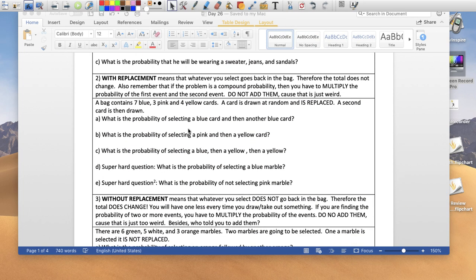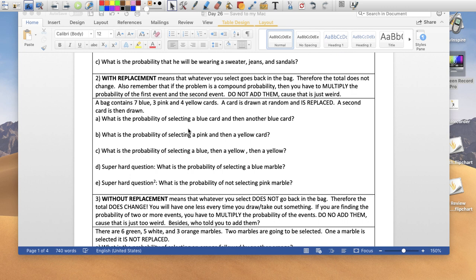Moving on to risk replacement. Just remember, replacement means that whatever you select goes back in the bag. So if you have a bag full of marbles or cards or whatever it is, you take a look at it and you put it back in the bag. Therefore, the total does not change. You will always have the same amount because you're always putting back whatever you take out.